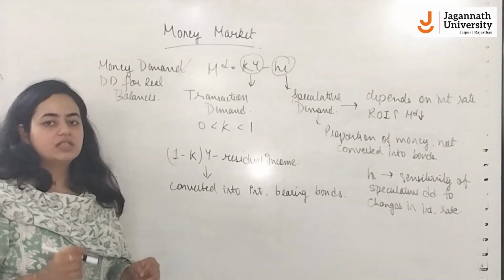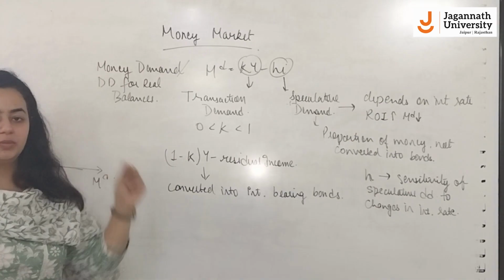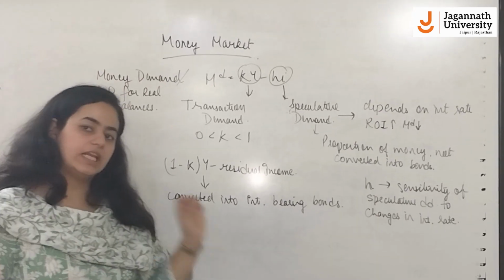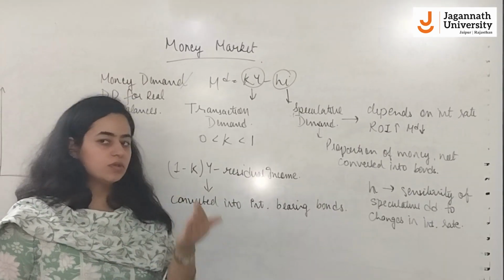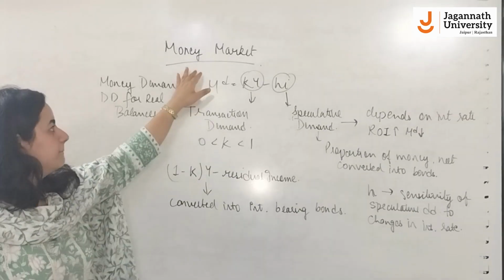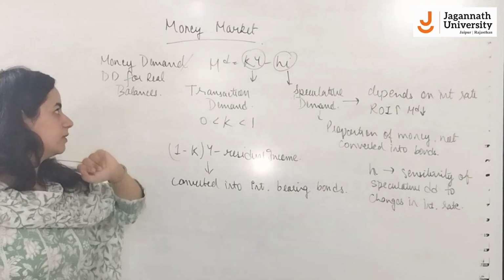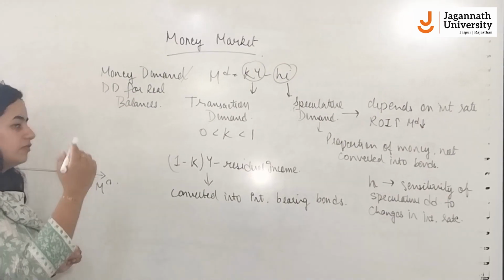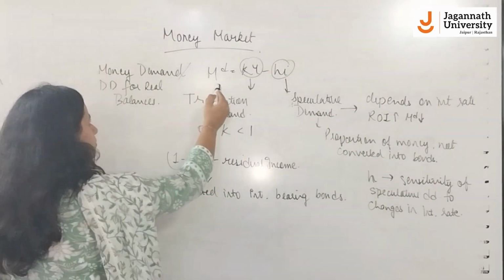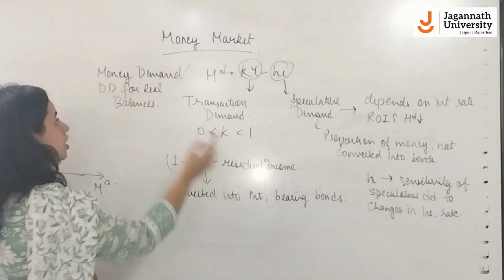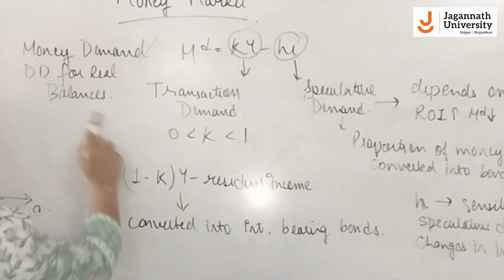Okay, so we now discuss the money market. You remember we are talking about the IS-LM analysis, where IS was the goods market, LM is the money market. So we are now discussing the money market. Let's first discuss the demand for money. Money demand or demand for money or demand for real balances, all mean the same thing.